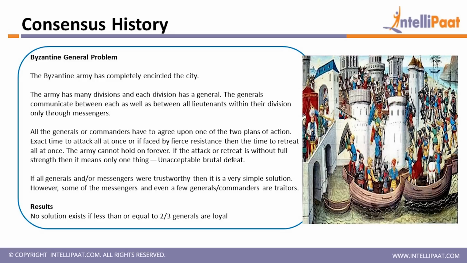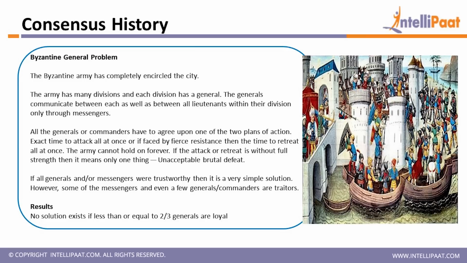Before moving further, we should understand how the consensus mechanism came into the picture. What was the history behind it? The logic came from the Byzantine generals problem, where the Byzantine army has completely encircled the city. The army has many divisions, and each division has a general. This story we have already heard. Some of you have heard it many times while learning mathematical problems or algorithms. The same idea has been derived from the Byzantine generals problem here in order to write your consensus mechanisms.